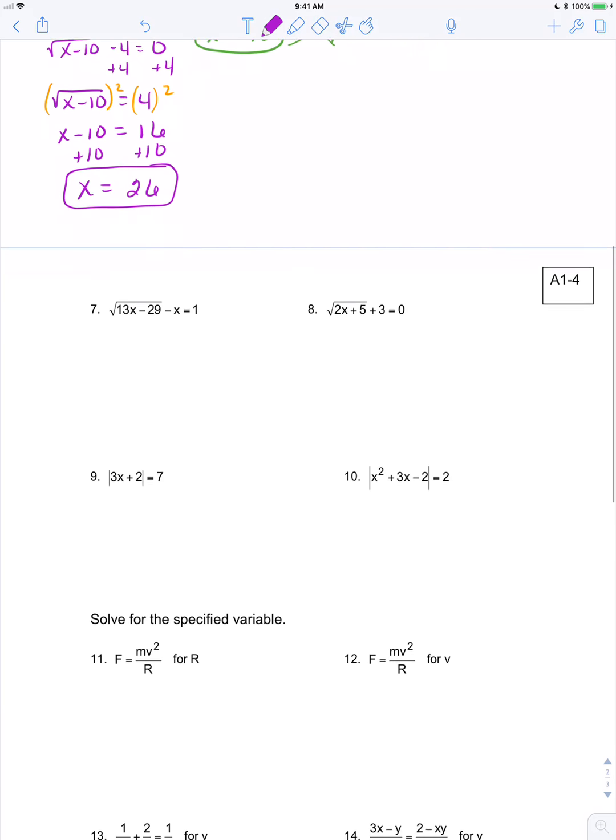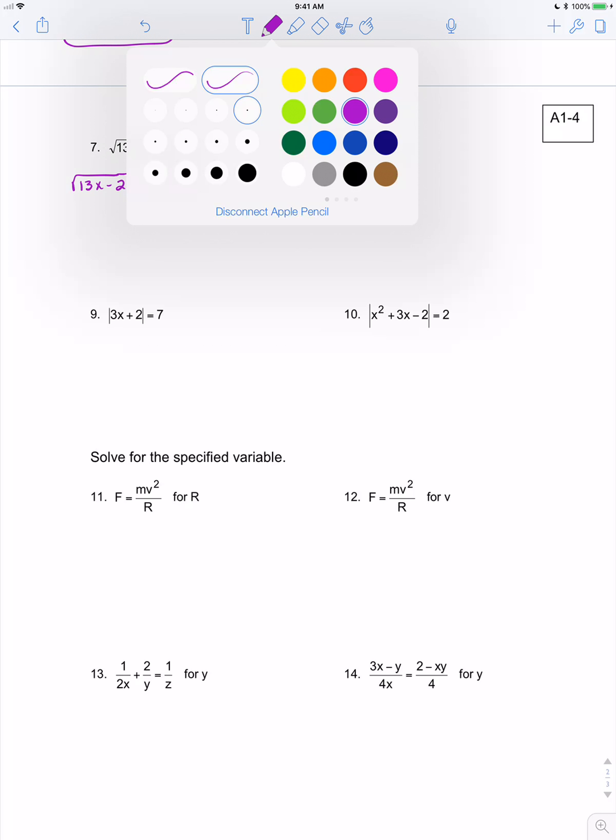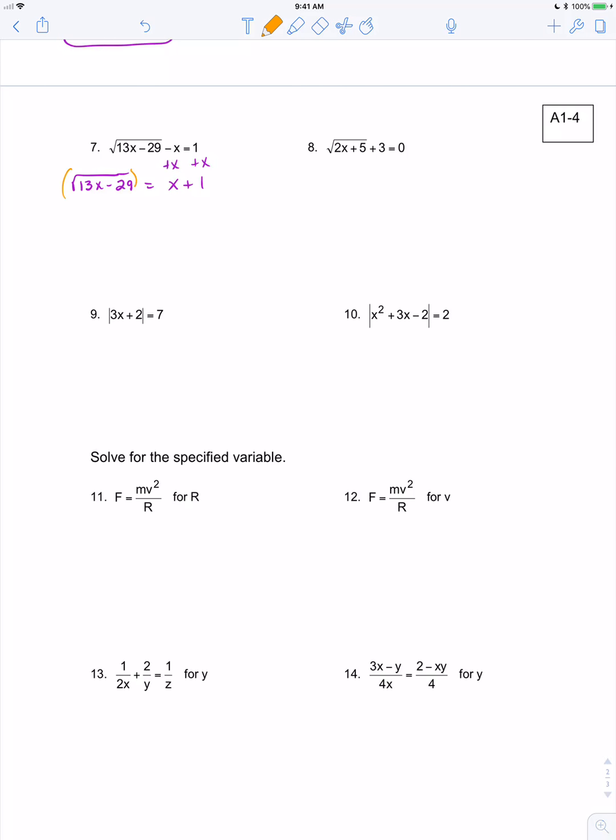Okay, so here's another square root problem. We have to isolate that square root, which gives us the square root of 13x minus 29 is equal to x plus 1. Well, now we've isolated that root, so we need to bring it to that power, which is a square root. So we're going to square both sides.